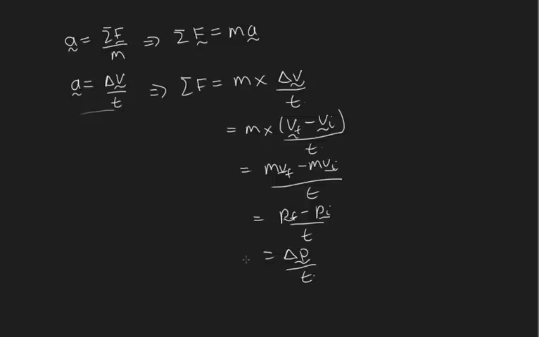So we've got that our net force is equal to the change in momentum over the time. So the total force acting is equal to the change in momentum over time. So we can also write this as the force times the time is equal to the change in the momentum, which is just equal to the mass times the final velocity minus the initial velocity.